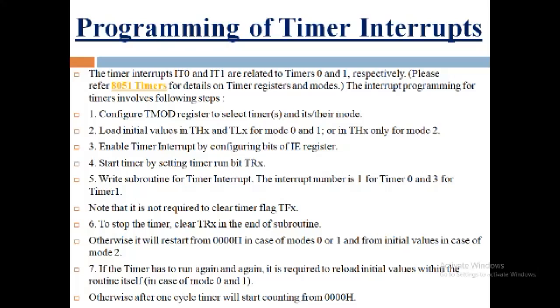In seventh one, if the timer has to run again and again, it is required to reload initial values within the routine itself in case of mode 0 and 1. Otherwise, after one cycle timer will start counting from 4 times 0H location.